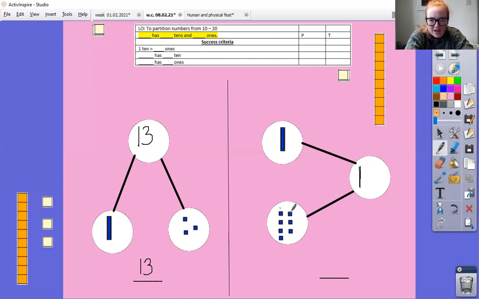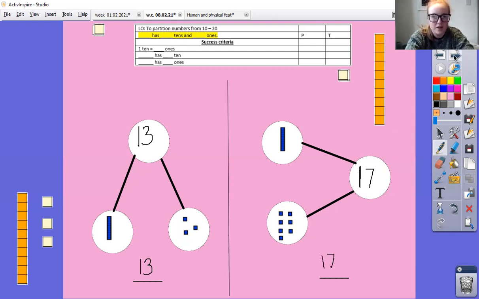Okay, my other part, is this 10s or 1s? Well, they don't look like this, which is my 10s. They look like this, and this is my 1. So 1, 2, 3, 4, 5, 6, 7 ones. So my other part is 7 ones. I'm going to write 7 here. So I've got 1 ten and 7 ones. What number is that? It is 17.